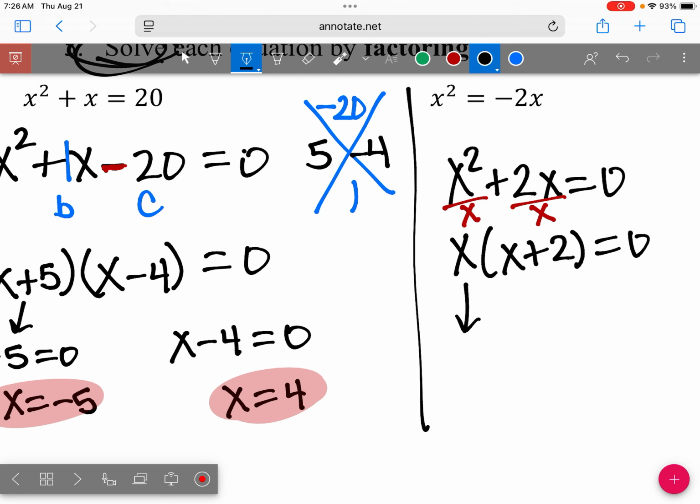So this is my first factor, x equals 0. So that means that's my first answer. My first answer is just 0. To find my second answer, set it equal to 0, subtract the 2, and you get a negative 2.